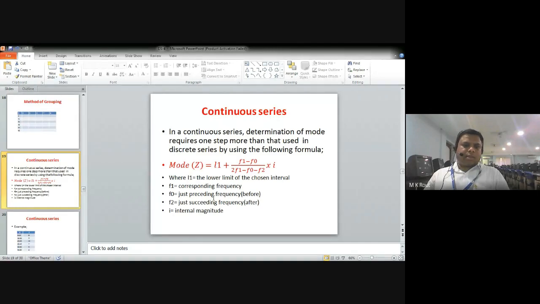So here L1 stands for the lower limit of the chosen interval, F1 stands for the corresponding frequency, F0 stands for the just preceding frequency, F2 stands for the just succeeding frequency, and I stands for the interval magnitude or your common factor.